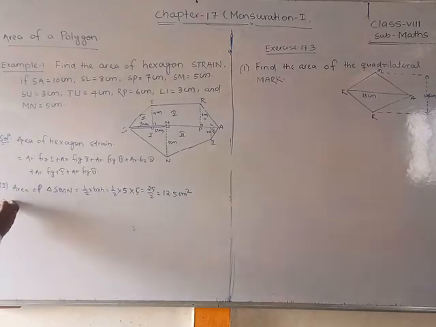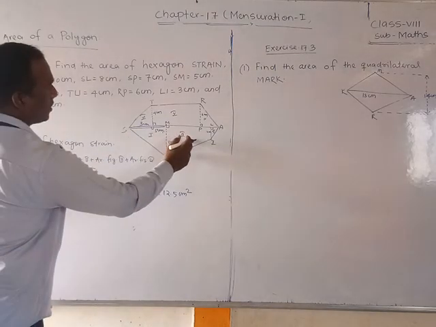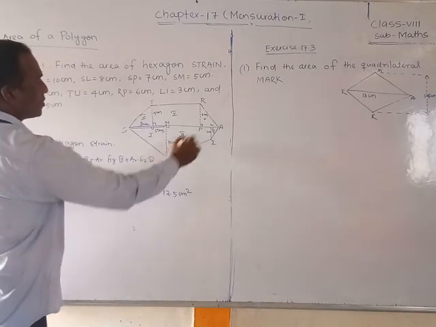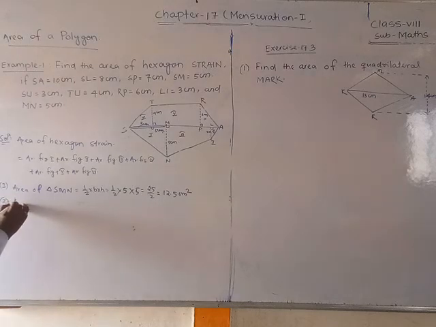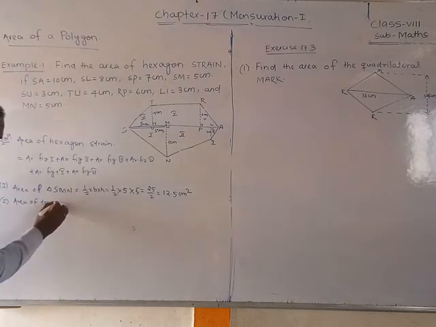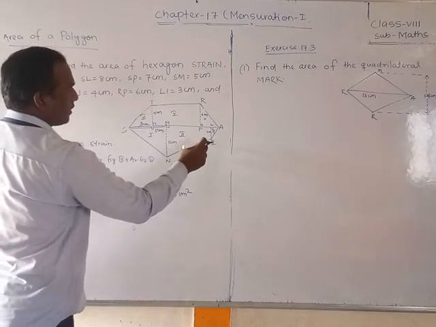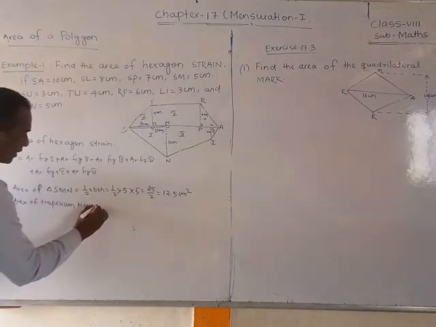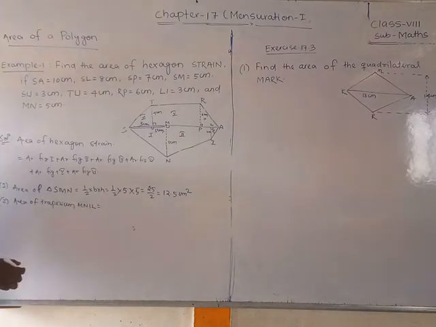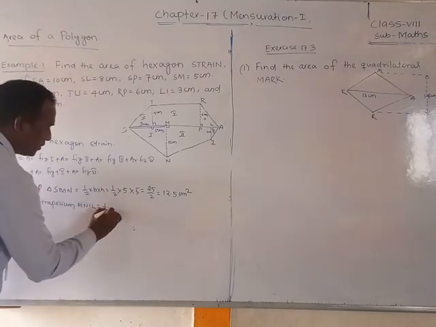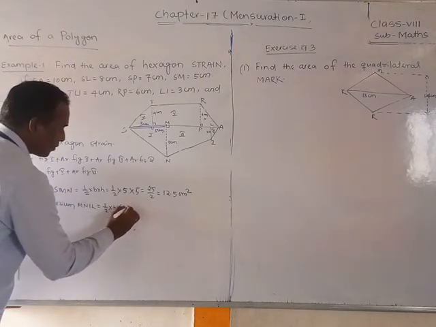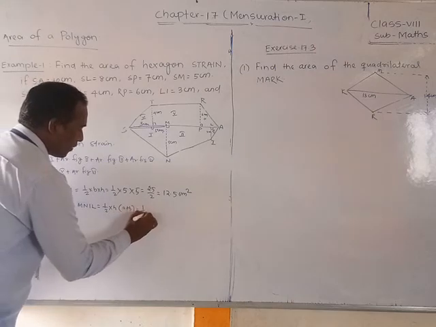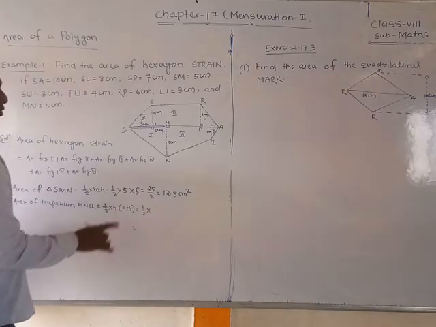Second figure, you should find out the area of this one. What is that? Trapezium, yes, because two parallel lines are there. So area of trapezium MNIL is equal to, what is that formula, that trapezium formula? Half into h into a plus b, is equal to half into h into a plus b. We can write first or last, no matter.